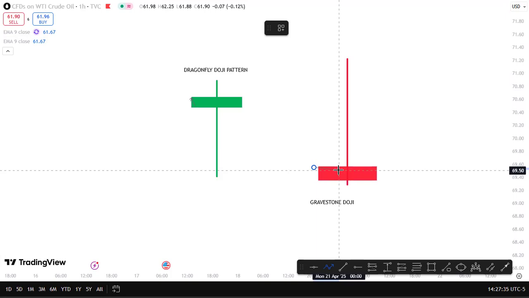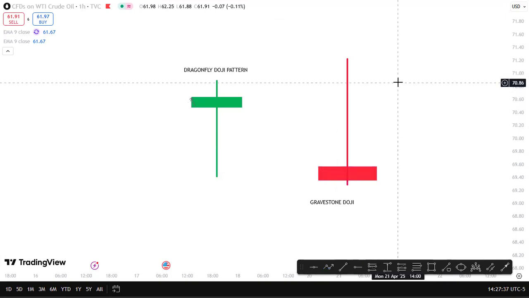And one thing about the dragonfly doji pattern and the gravestone doji is that when they happen either at the top of an uptrend or the bottom of a downtrend, it also signifies that a reversal might happen in the market.